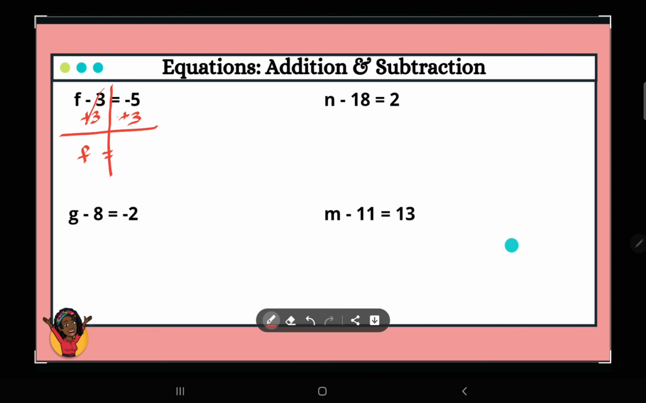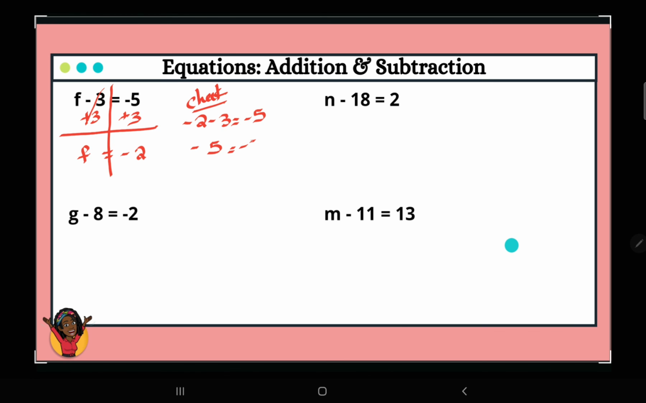Now I have a negative 5 plus 3. So here we have different signs. So we're going to subtract and keep the sign of the larger number. So 5 minus 3 is 2. The sign is negative. So F is equal to a negative 2. Let's plug it back in. Negative 2 minus 3 is equal to negative 5. Same signs, add and keep the sign. So that's 5 and the sign is negative. That is indeed balanced. Let's take a look at the next example.